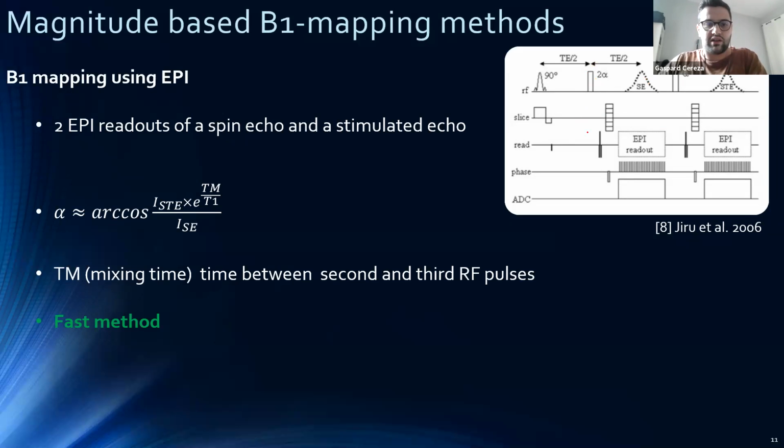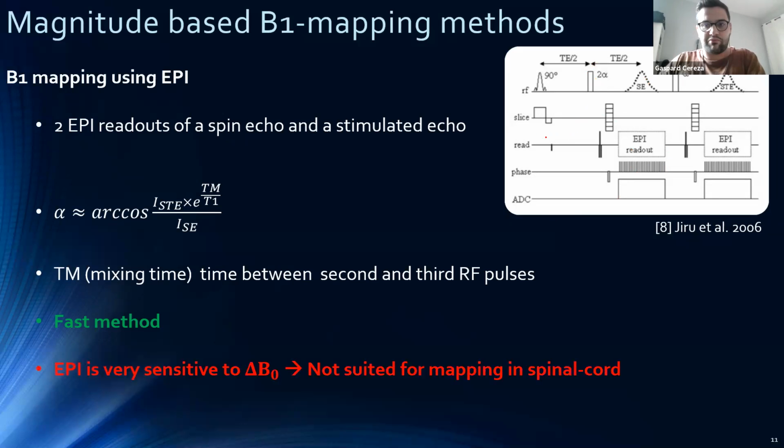And what is interesting here is that it is a fast method, obviously, because we are using EPI, so EPI will read every line of the k-space in one pulse. But the problem is that EPI is very sensitive to delta B naught because it has a longer readout time, so it leaves time to have phase shifts due to delta B naught inhomogeneities. And so it is not well suited for imaging regions with high delta B naught, for example, the spinal cord. And I will explain why it matters later.